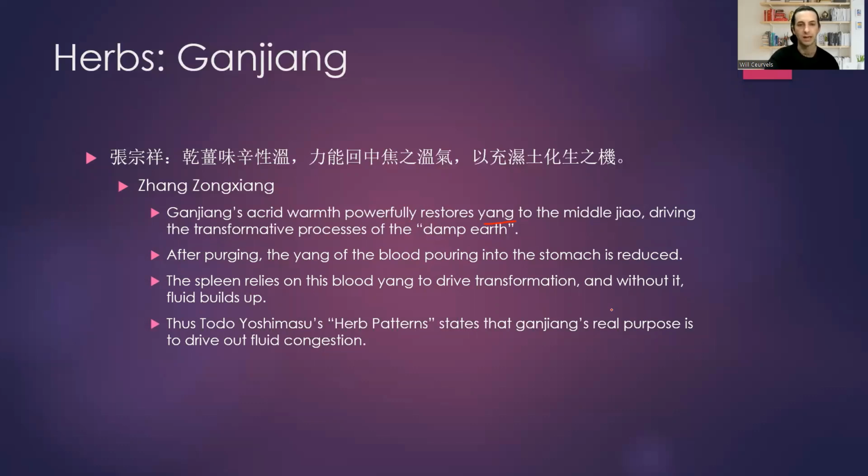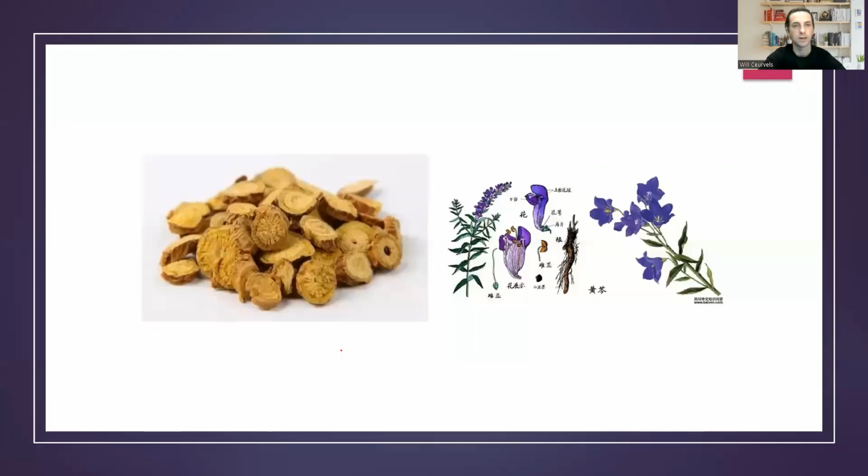Now, this is why, for instance, Todo Yoshimasu, in his Herb Patterns, states that ganjiang's real purpose is to drive out fluid congestion. So oftentimes we hear it's warming or something, but actually Todo Yoshimasu goes right to this idea of it being important for fluid, which is an interesting idea, but one that sort of holds up in certain cases. For instance, here in Banxia Xiexin Tang. Now the next herb, of course, can we guess this one? It says in Chinese. This one is Huangqin.